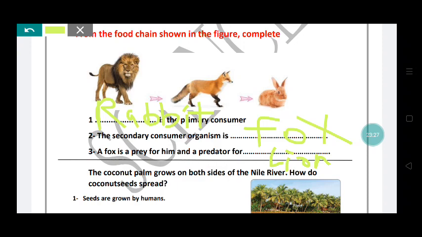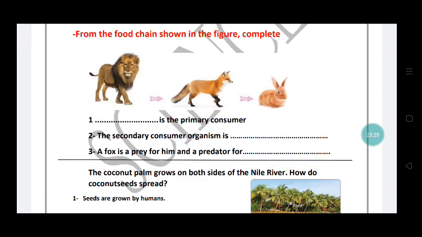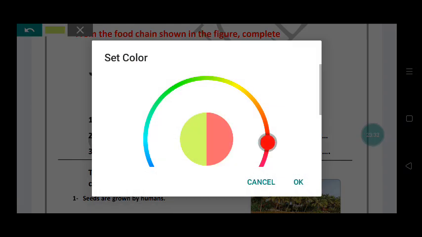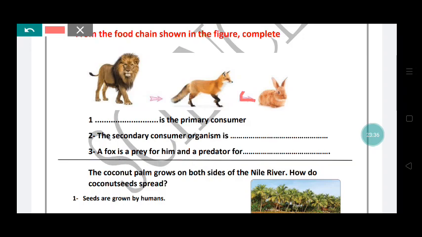Okay, make the arrows like that. Make arrows like that. Okay.